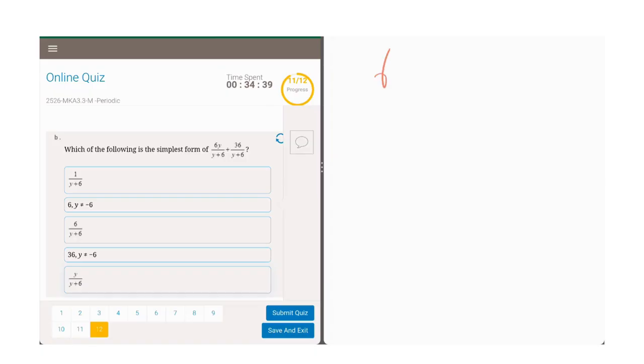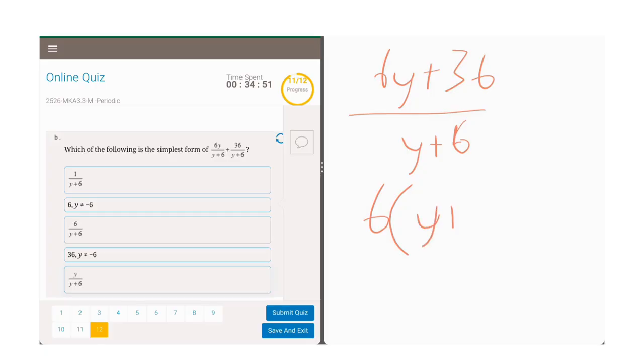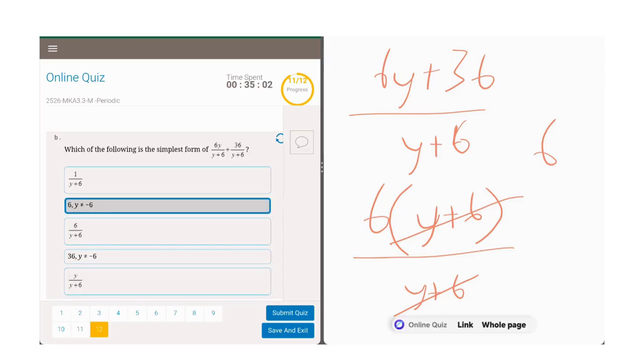Next you have 6y plus 36 all over y plus 6. Again, we have the same denominator, so we can just keep it like this. Take the 6 out of the numerator, and you have 6 into y plus 6, all over y plus 6. So you cancel y plus 6 with y plus 6, and you'll be left with just 6, and y will not be equal to negative 6.